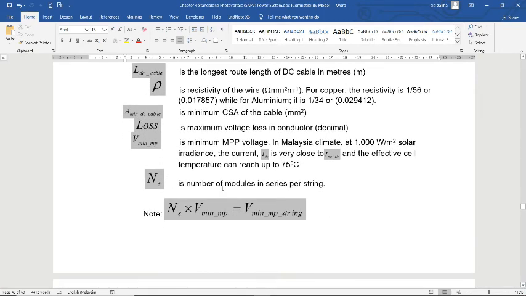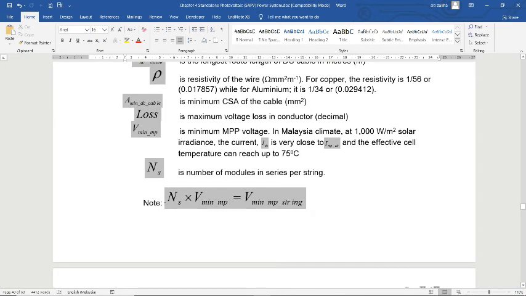NS is the number of PV modules in series per string. Note, if you multiply NS, the number of PV modules in series per string, with V min MP, you get the voltage in one string. So this is V min MP for one module. If you connect in series, of course you need to multiply with the number of PV modules in series to get the V min MP of the string.